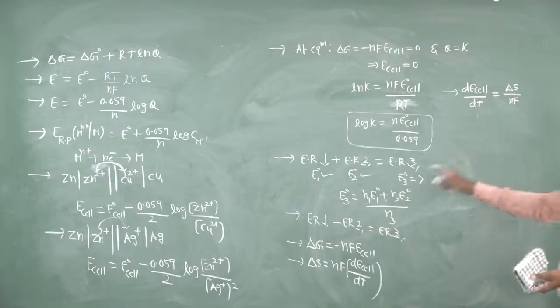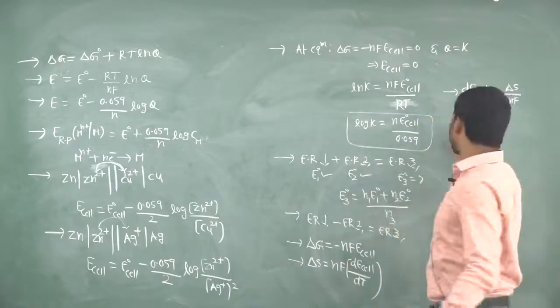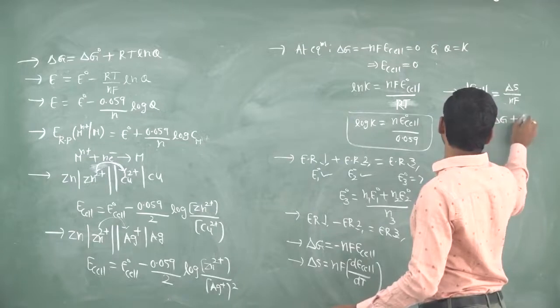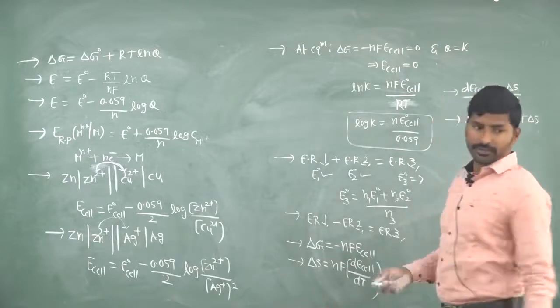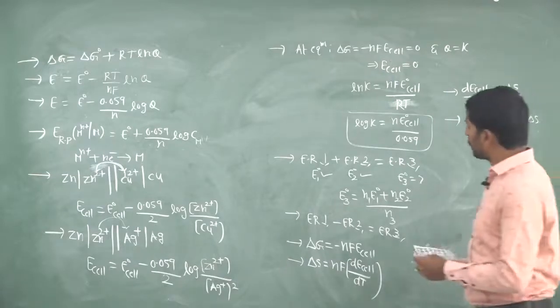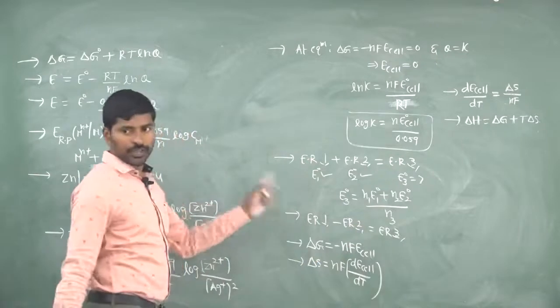Once delta G and delta S are known to us, delta H we can calculate using this equation. Delta H is equal to delta G plus T delta S. By using that we can calculate delta H. This is the calculation of thermodynamic data, equilibrium constant and third electrode potential.